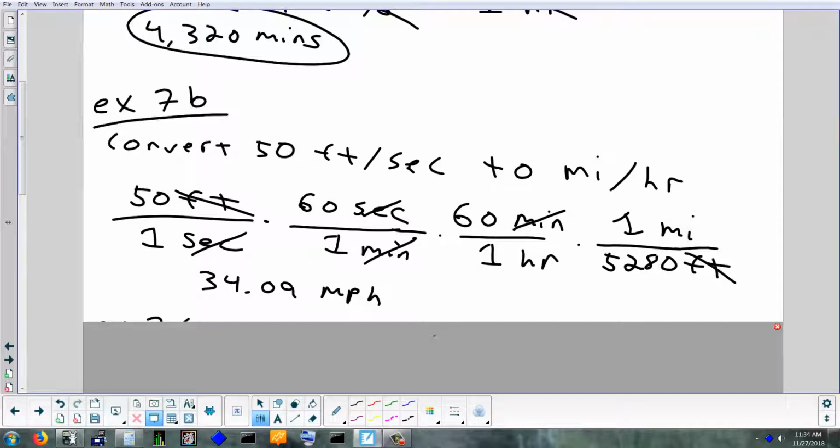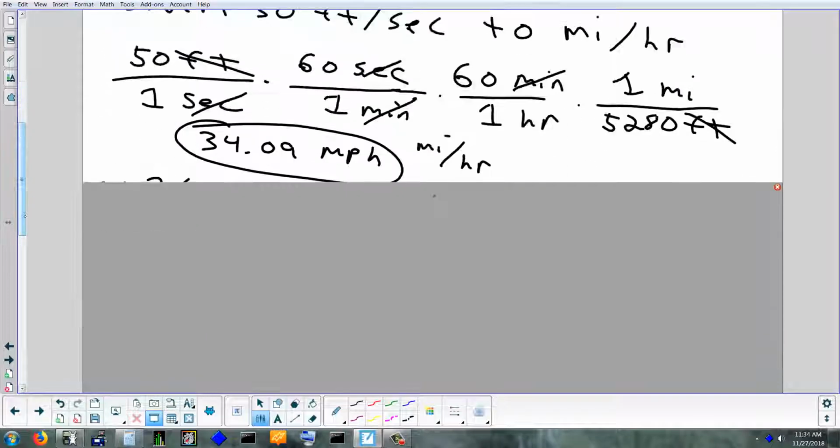So you can put MI/HR, or a lot of people abbreviate miles per hour as MPH. It's the same thing. Any questions on that one?